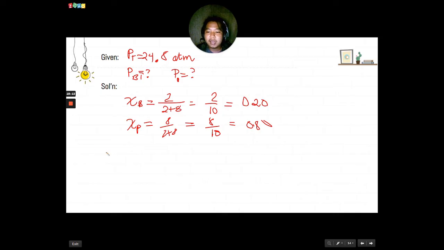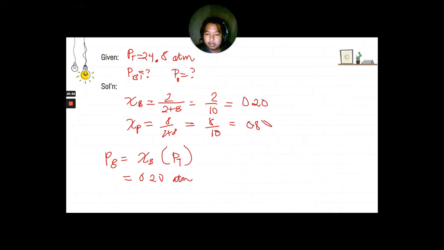With this in mind, we can now use the formula: the partial pressure of butane, PB, is just equal to the mole fraction of butane times the total pressure. So PB would be 0.20 times the total pressure, which is 24.8 atm.